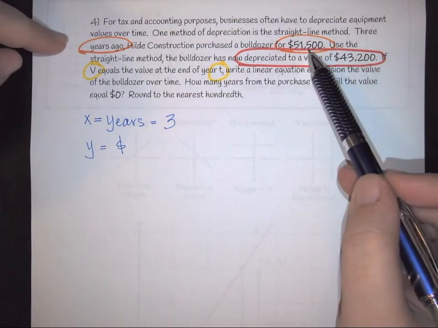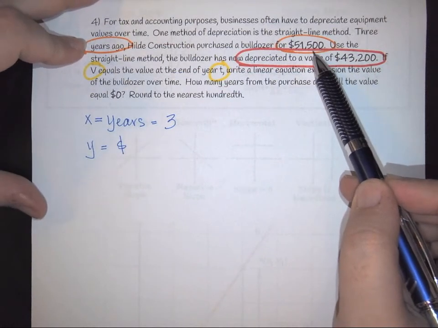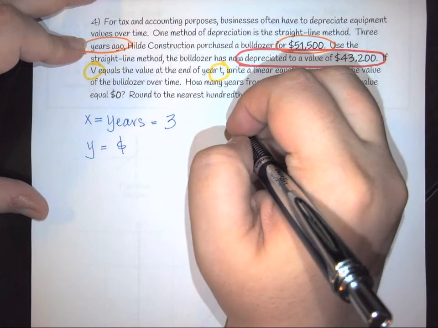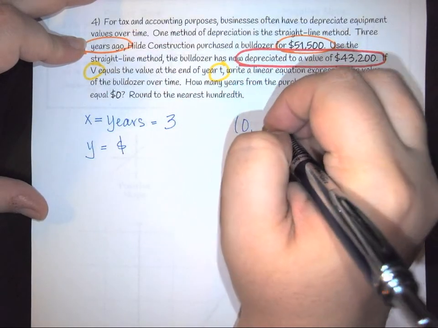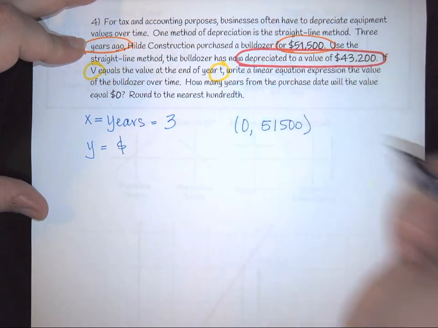If we apply that idea here, the moment we purchased the bulldozer, my year clock was 0. That gives me the first coordinate point. When the year was 0, the bulldozer was $51,500.